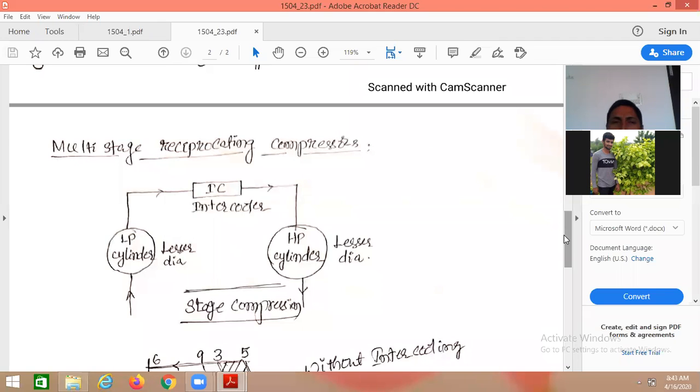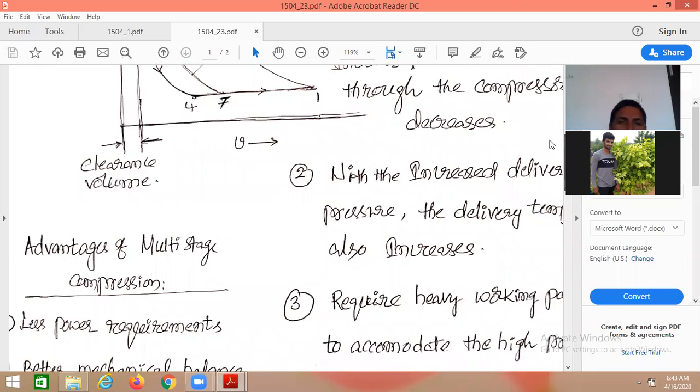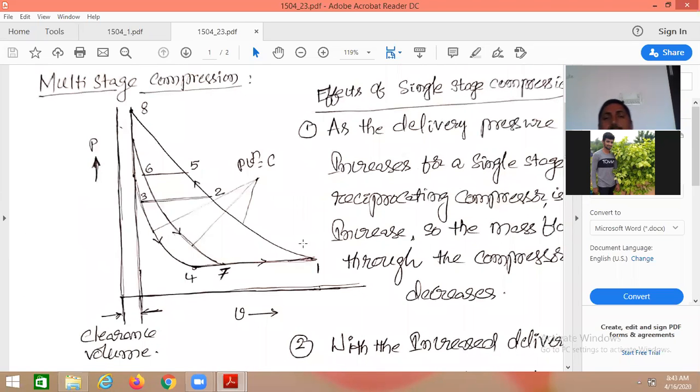Basically, why do we go for multi-stage compression when single stage compression is already happening in a compressor? Suppose you see this PV diagram. Suppose our objective is to compress the air to a pressure of 4 bar in the first instant, next to 6 bar, next to 8 bar, let us assume. In the first stage, we are compressing the air up to 4 bar pressure.